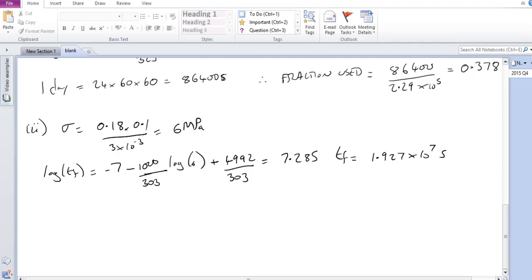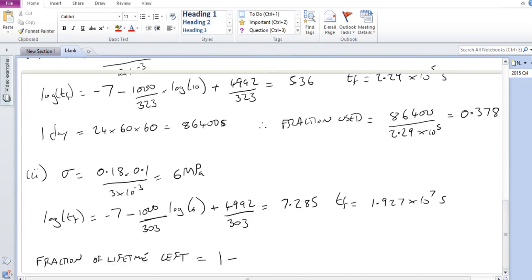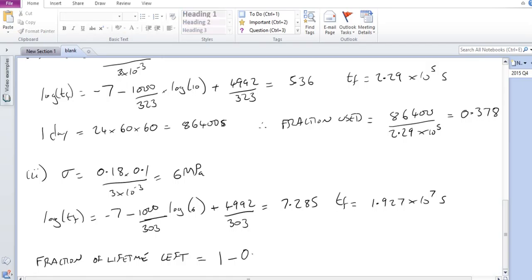So what we need to look at here is how much of our lifetime is left, what fraction is left. So fraction of lifetime left is equal to 1, the whole lifetime, minus the 2 bits that we've already used up. Under the first condition we used up 0.038, and under the second condition we used up 0.378. So we have 1 minus 0.038 from the first condition, minus 0.378 from the second condition, and that comes to 0.584.